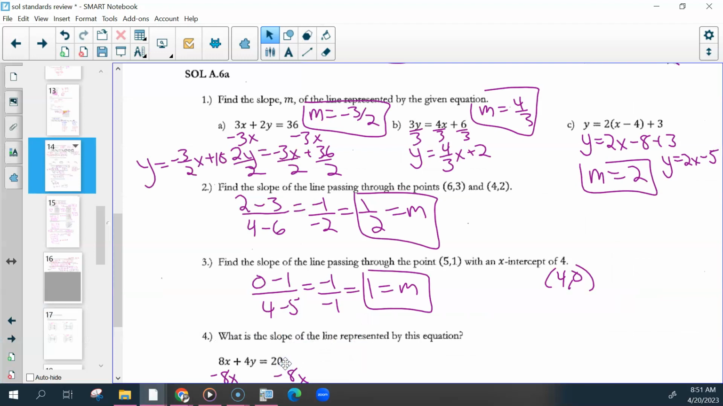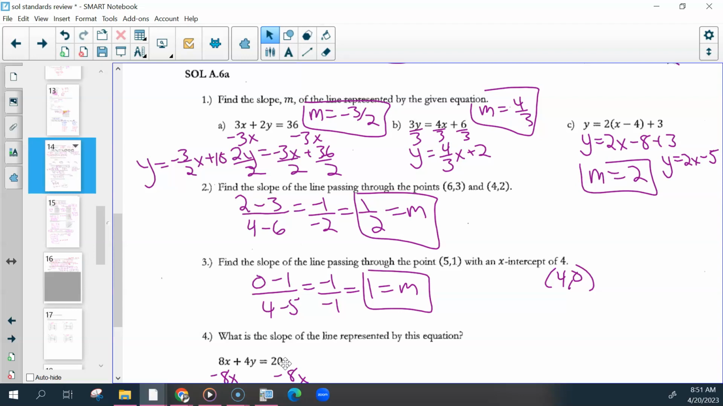Okay. Let's go over the SOL standards. I'm going to show you all the work and the answer, and then I'm going to show you in Desmos. If you only did it in Desmos, that's fine. You don't need the work, but it would be good to have it just to refer back to. If you don't want to write the work and just write the answer, that's fine.